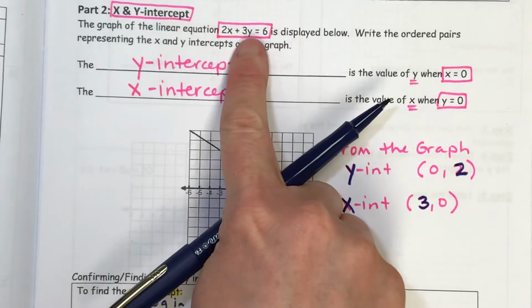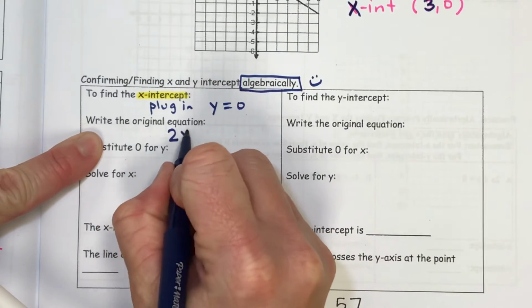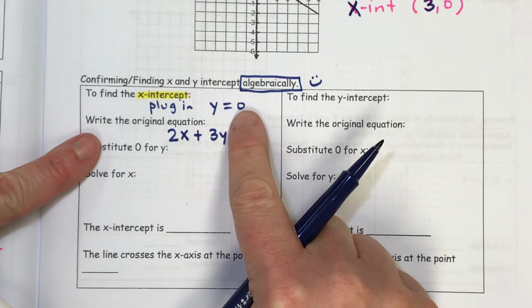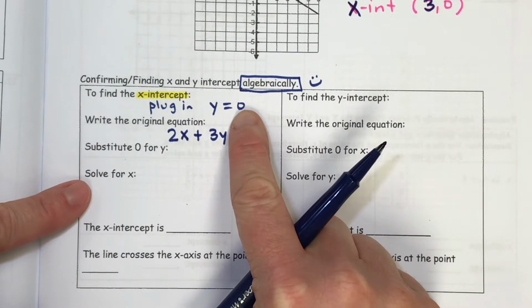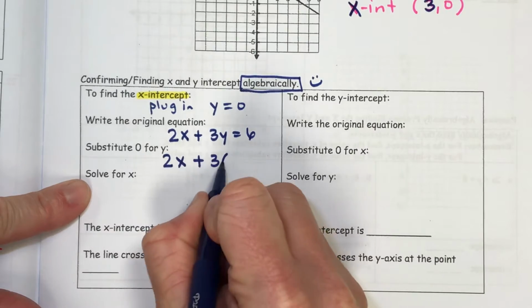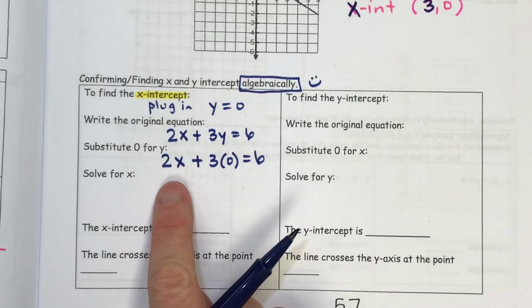So here's our original equation. I'm going to copy that down here. We had 2x plus 3y equal to 6. Now I'm going to substitute in a 0 for my y value. So I'm going to have 2x plus 3 times 0 equals 6. And now I'm going to solve for x.